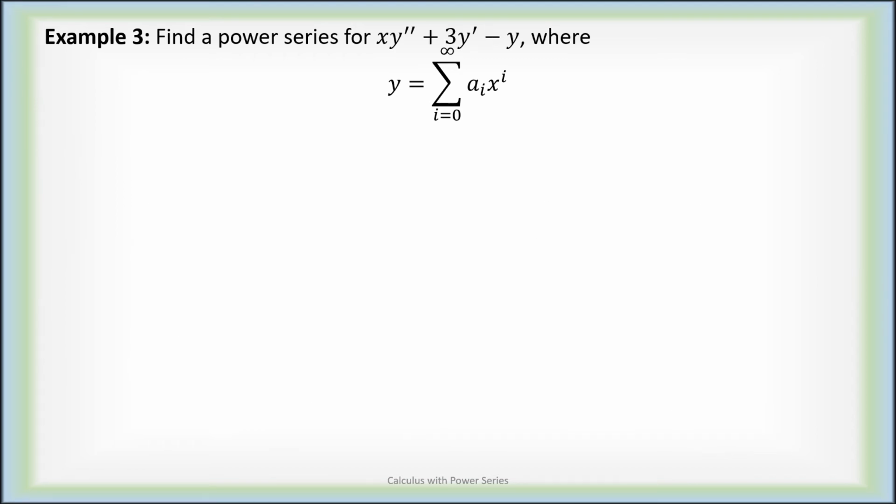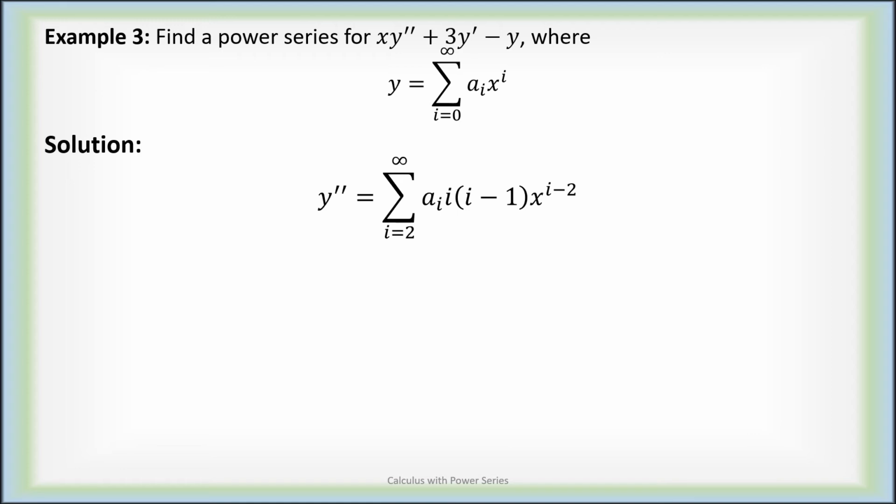For a third example, let's find a power series for xy double prime plus 3y prime minus y, where y is our generic power series a sub i times x to the i. Well, first let's start by taking some derivatives. If I take two derivatives, the terms corresponding to index 0 and 1 will both vanish. Their second derivatives will be 0.